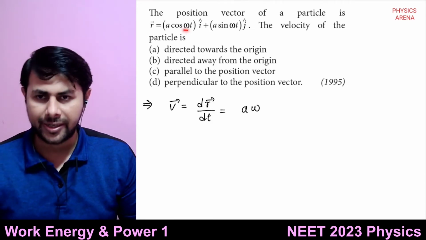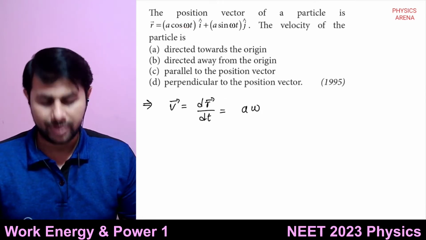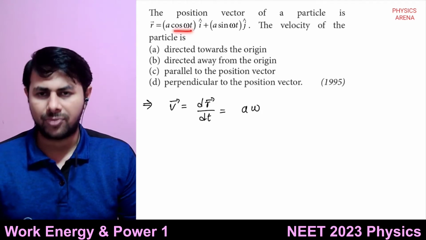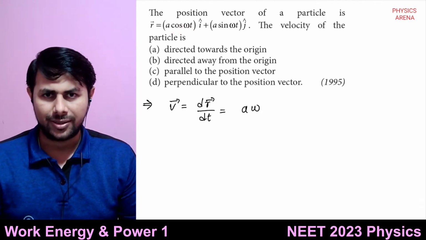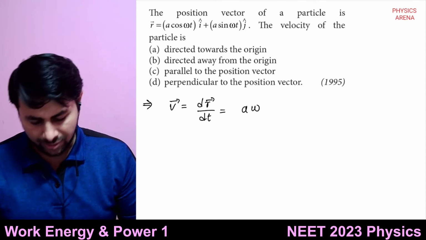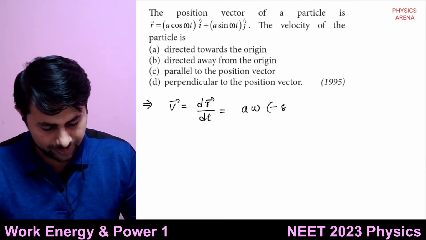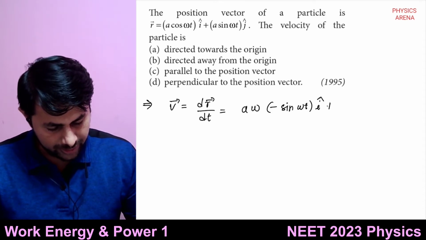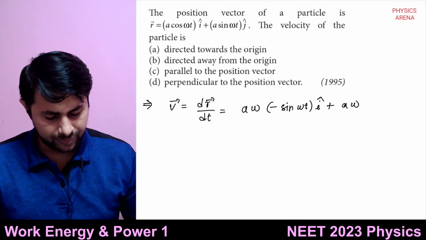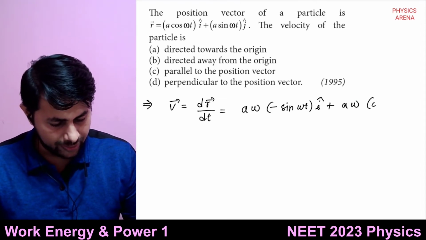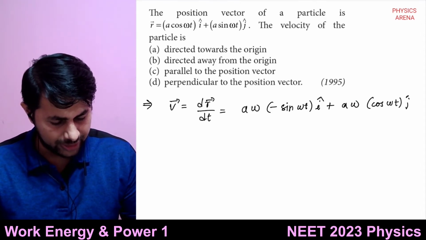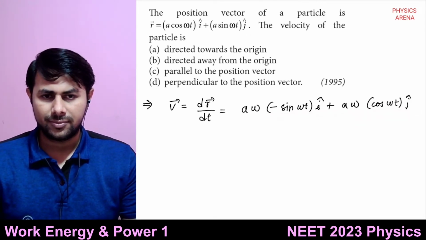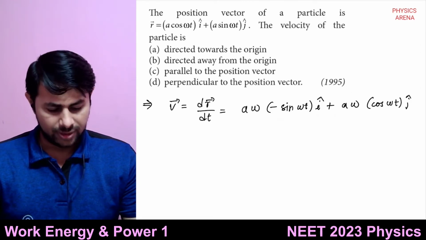Okay, why am I taking omega out? Because it is omega t. I'm taking the derivative of cos of omega t. It will be omega multiplied by minus sine omega t by the chain rule, multiplied by i cap, plus a times omega multiplied by cos of omega t into j cap. So is this thing clear? This is by chain rule.